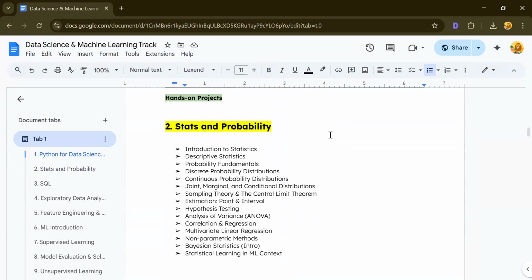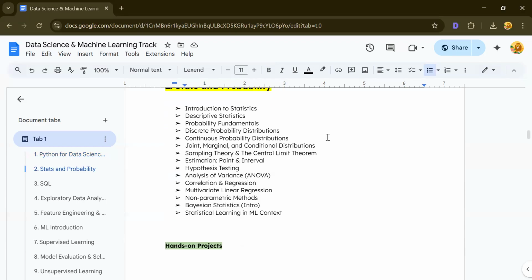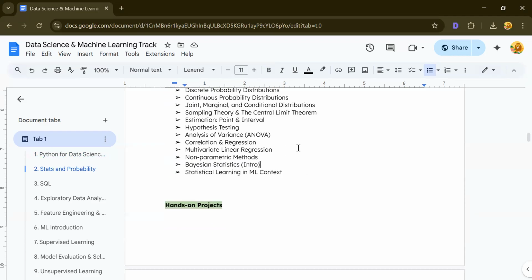Next, we will move to stats and probability. This is another core area of data science where you understand and analyze numbers with stats and probability. So you will go through descriptive stats, probability, conditional probability, types of probabilities, hypothesis testing, ANOVA, correlation, regression analysis, multivariate, bivariate analysis, parametric methods, bias and stats. We're going to touch base with bias and stats, not dig deep. And we also try to understand how we apply these concepts in ML context to ML problems.